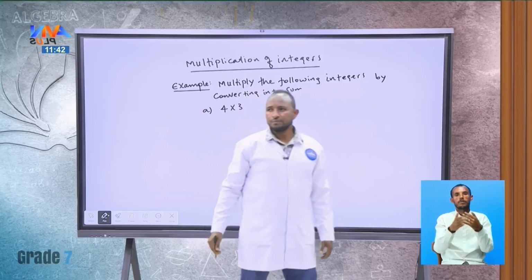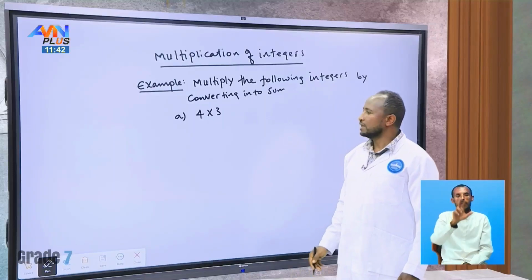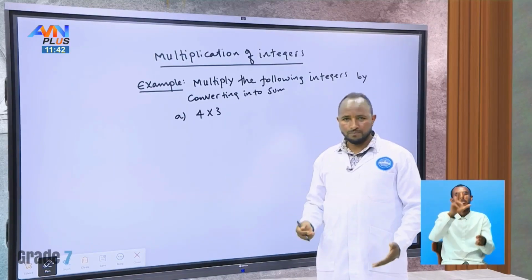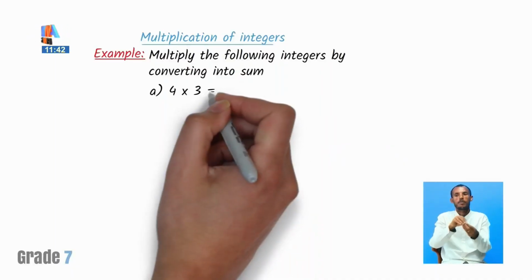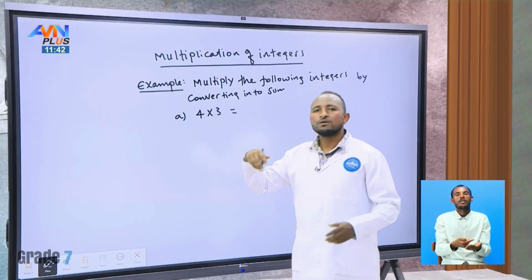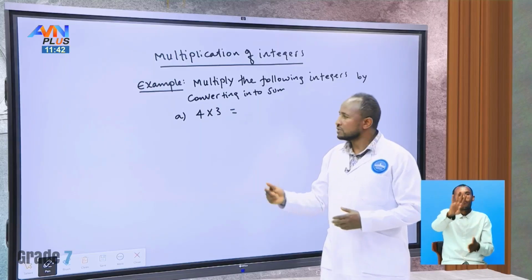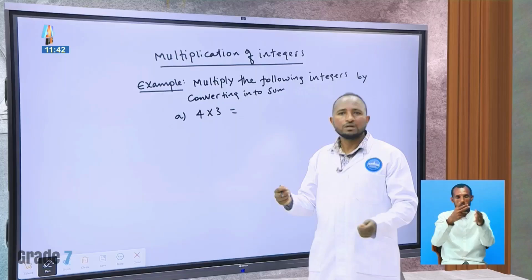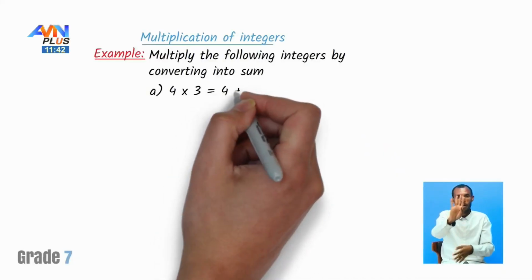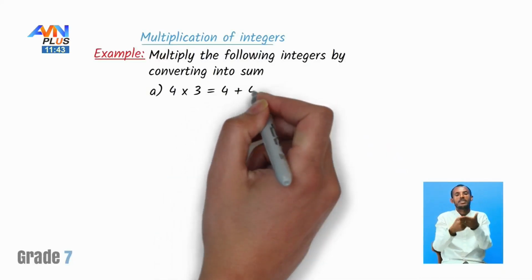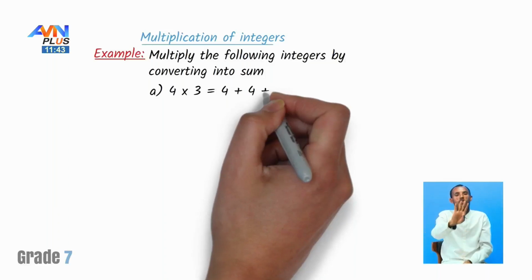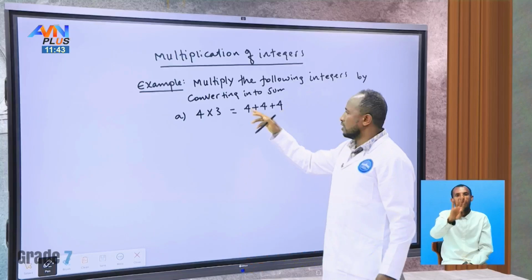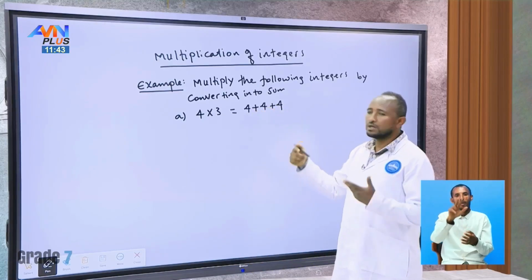4 times 3. Let's try to convert this 4 times 3 in the form of sum. To convert this, it says 4 threes. So, in other words, write 4 three times. Therefore, this can be converted in the form of sum: 4 plus 4 plus 4. How many 4s? 3. This is 4 times 3.